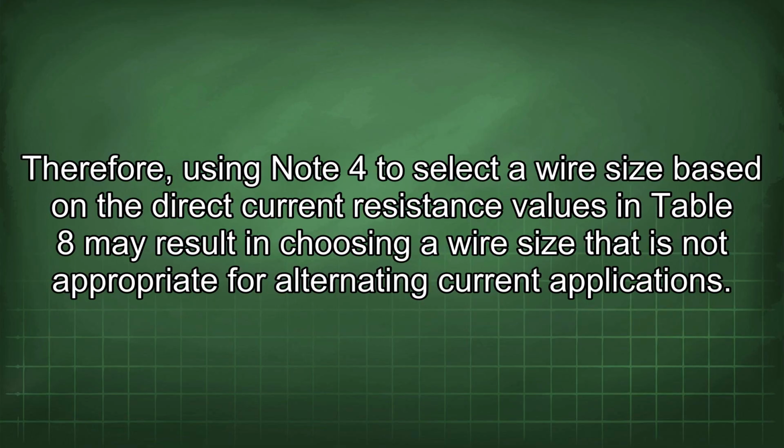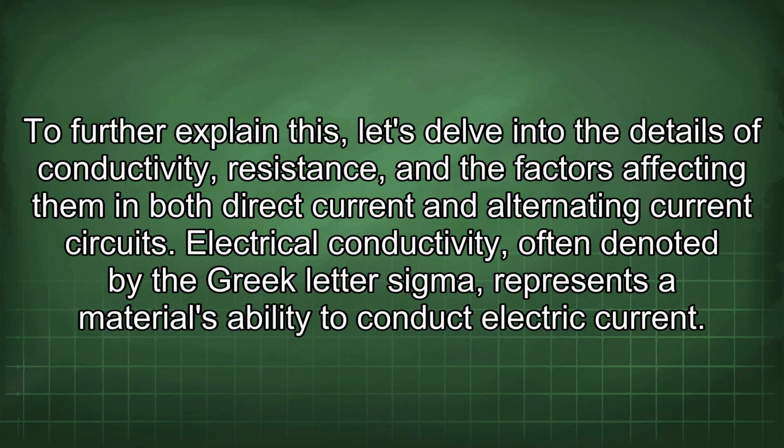Therefore, using Note 4 to select a wire size based on the direct current resistance values in Table 8 may result in choosing a wire size that is not appropriate for alternating current applications. To further explain this, let's delve into the details of conductivity, resistance, and the factors affecting them in both direct current and alternating current circuits.